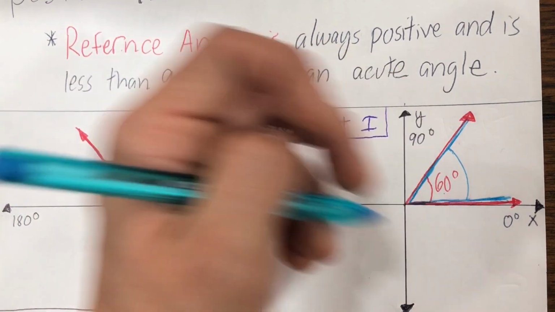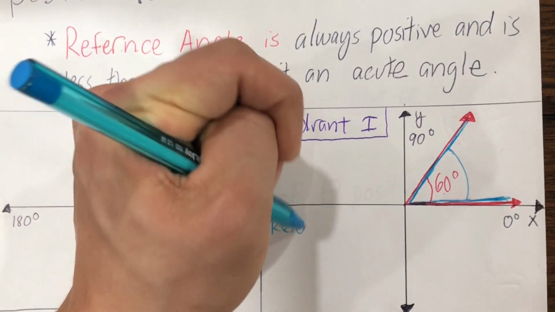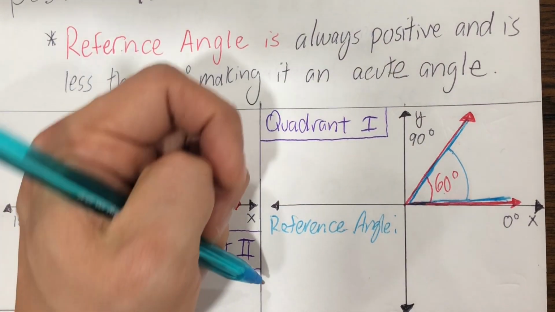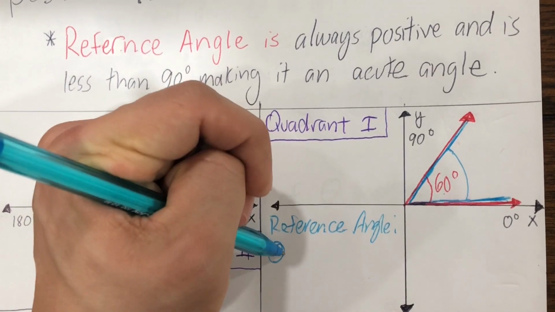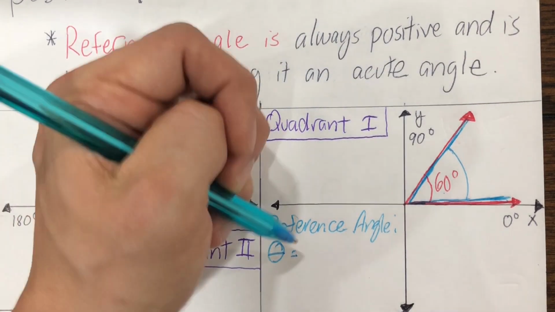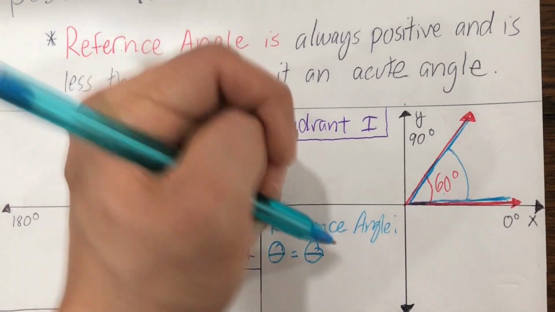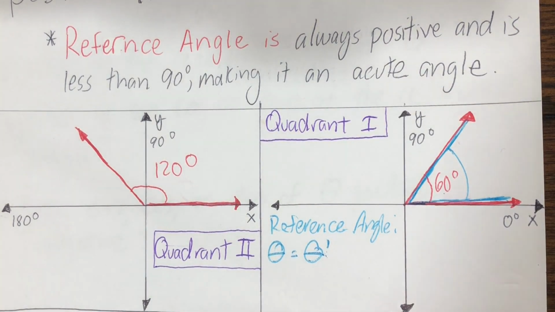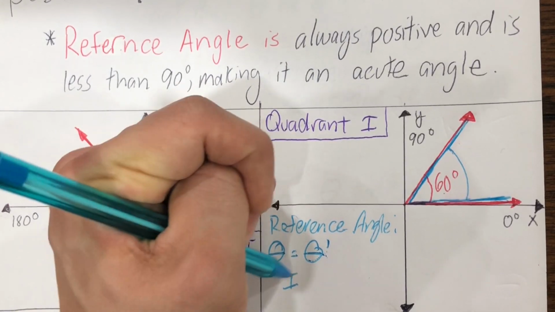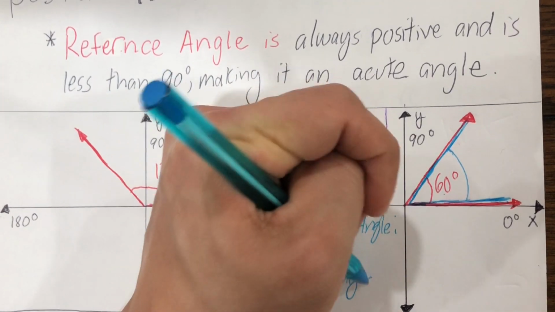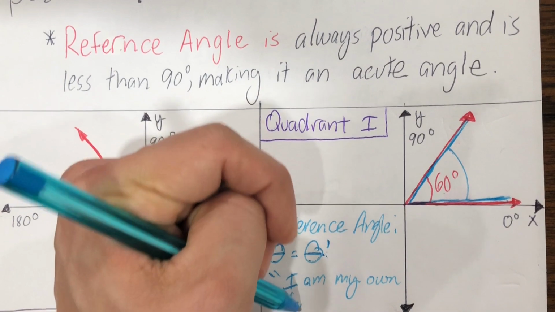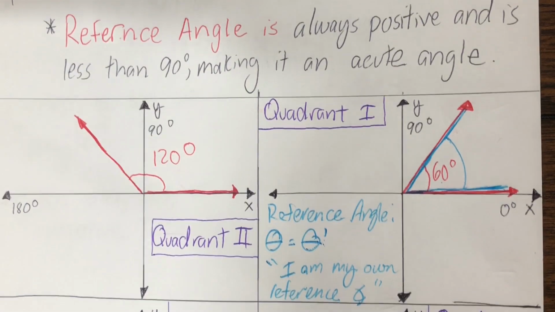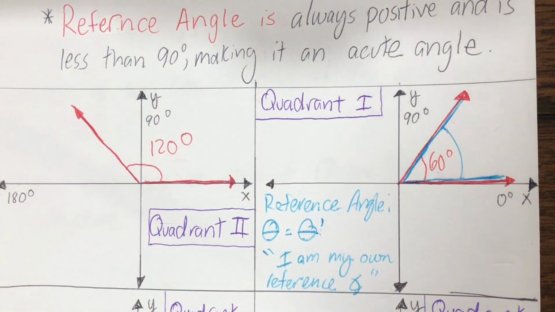So the reference angle in quadrant 1 is always going to be the angle itself. Usually when we refer to a reference angle, we use the symbol theta with an apostrophe on top. This is the symbol for reference angle. I can even quote it as saying, I am my own reference angle in quadrant 1. So in quadrant 1, the reference angle is just the angle itself.